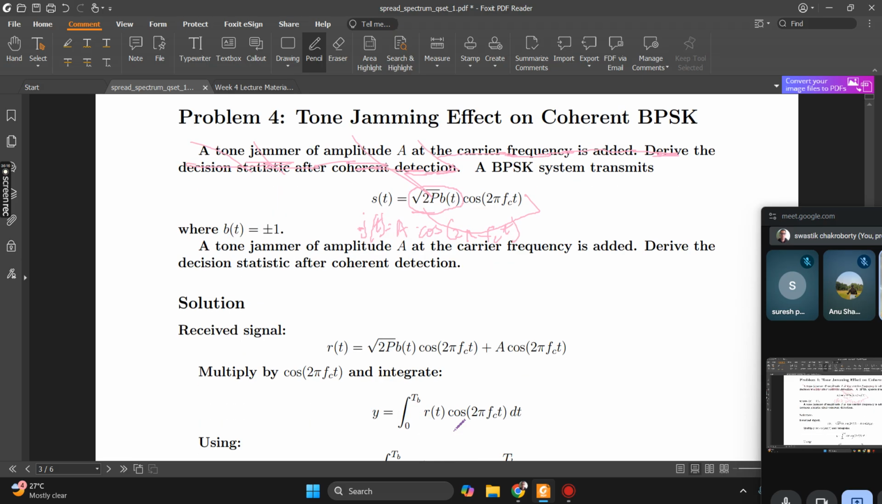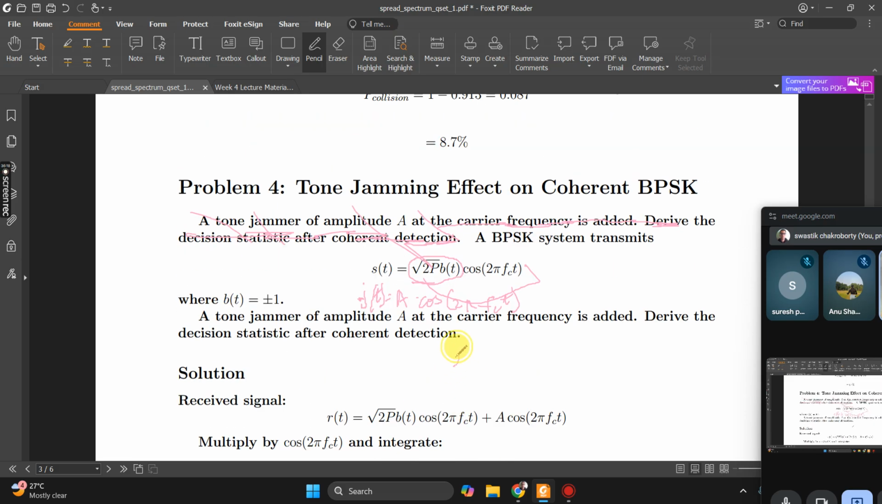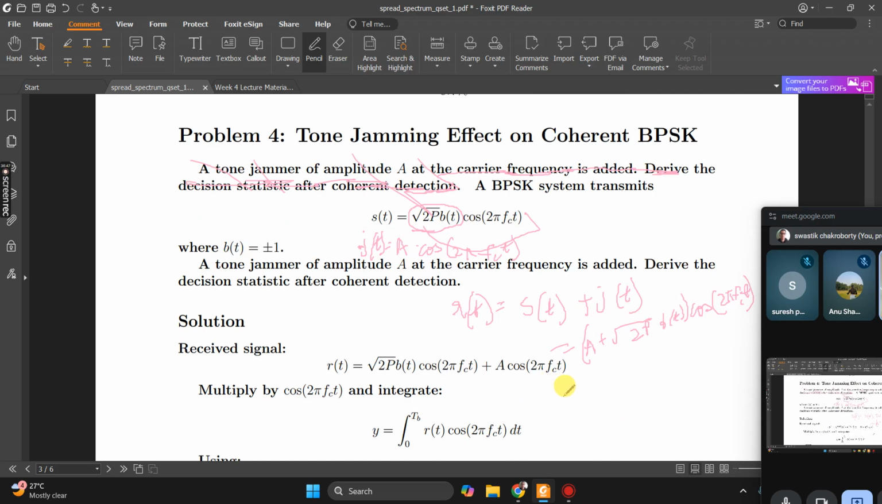So the final received signal will be the sum of these two. So the final received signal will be ST plus JT, means it will be A plus root 2P BT, and the tone part will be same because the jamming is happening at the exact same tone as the signal. So this is your RT.